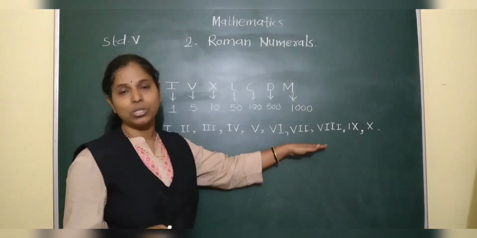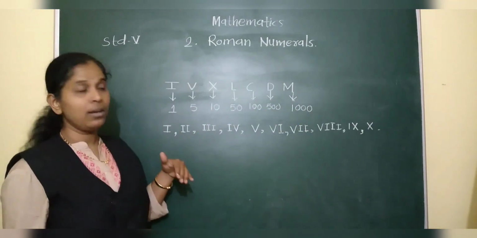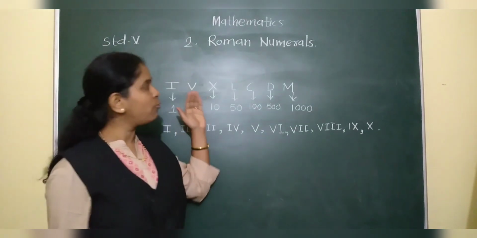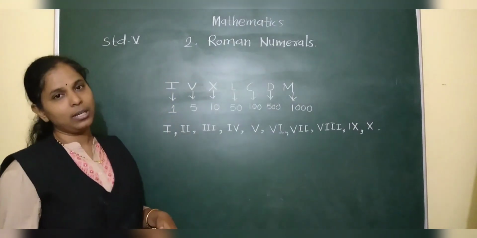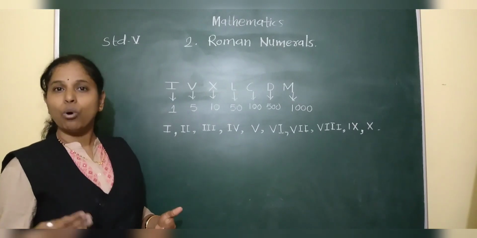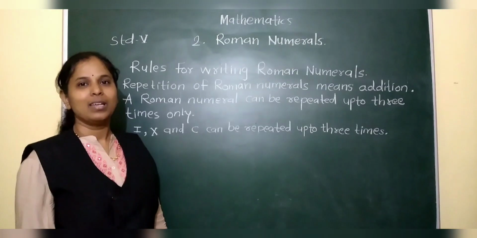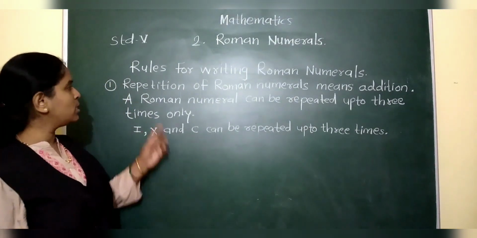These are the rules that we had learned in 4th standard, and from those rules we learned how to write the numbers from 1 to 100. Now in the 5th standard we will learn more new rules to write other numbers. Now we will learn rules for writing Roman numerals here.